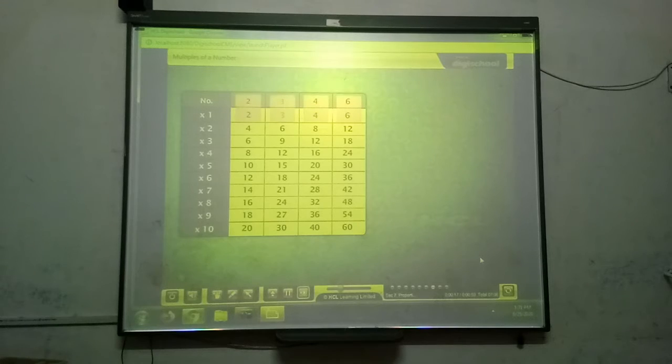Every number multiplied by 1 is equal to the number itself. So, every number is a multiple of itself. We can also say that every number is a multiple of 1.